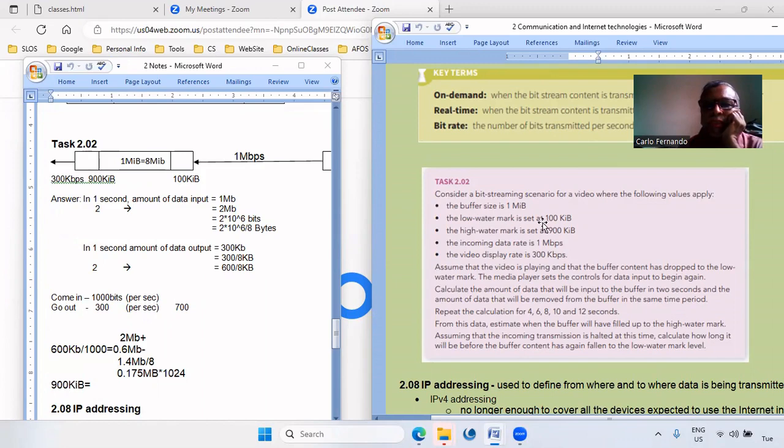The low watermark is set at 100. So starting from here, going up, filling up, this becomes 100 kilobytes. The high watermark is at 900. So it's filling 300, 400, 500, 700, 800, 900. Then the balance 100 is there to fill up the whole thing altogether.